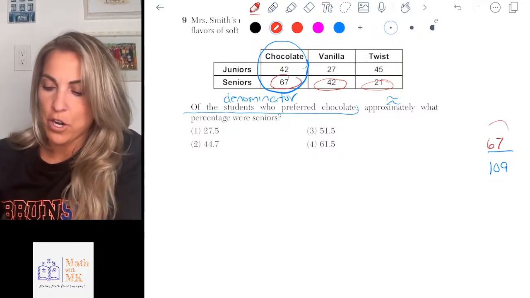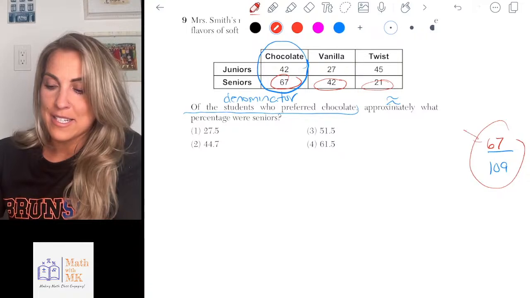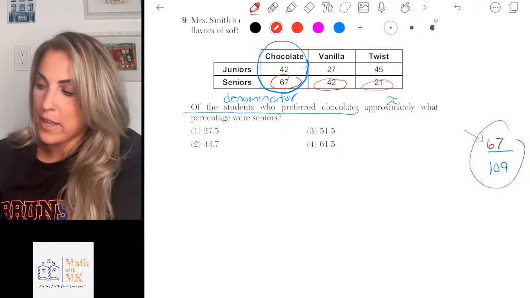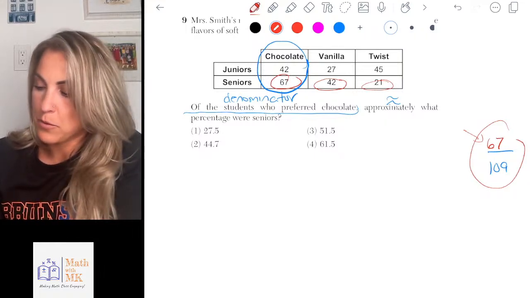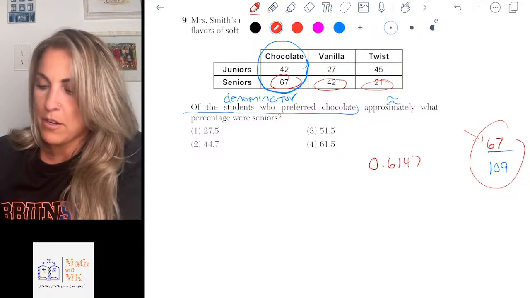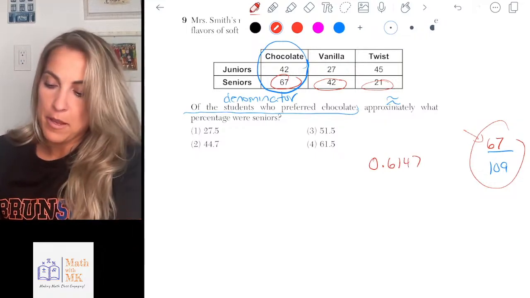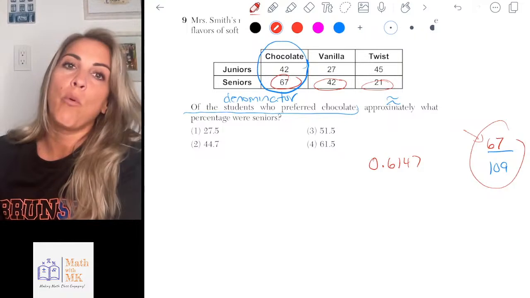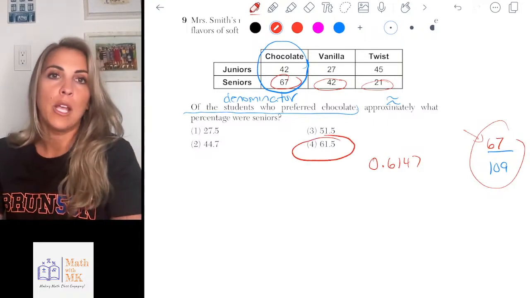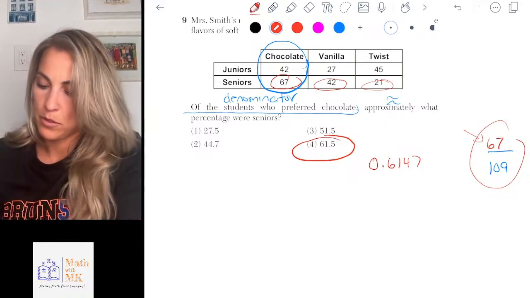So this fraction over here on my right shows me that 67 out of 109 is the fraction I'm looking for. So if I go ahead and divide that out so that I can make this a percent, I'm going to get something like 0.6147. They want an estimate, and if I make this a percent, it's going to be 61.47, making 61.5 a pretty approximate answer, right?